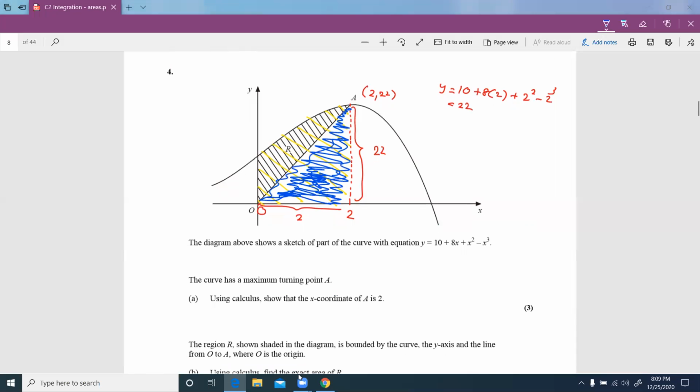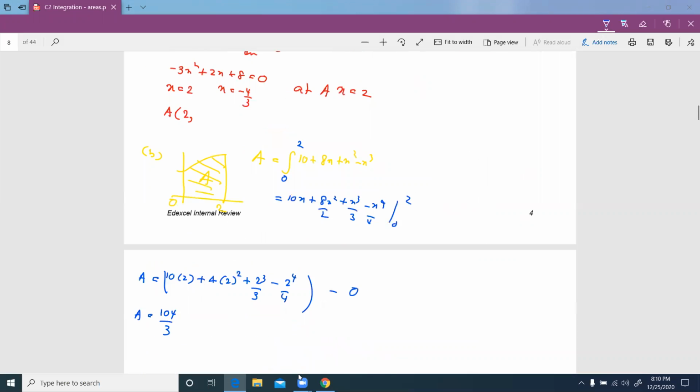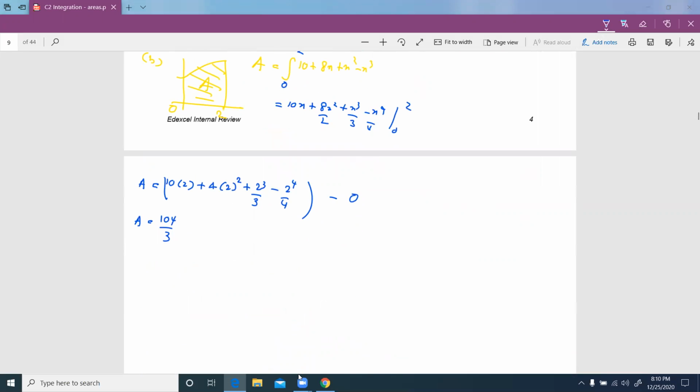So you can say that the area is a triangle, a triangle with base 2 and height 22. This area becomes half into 2 into 22, so it turns out to 22.